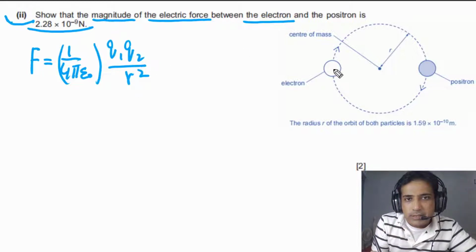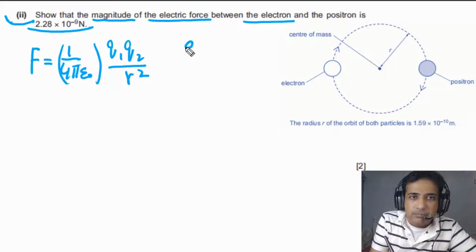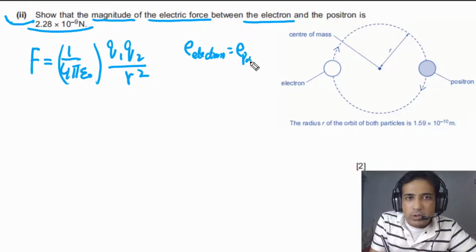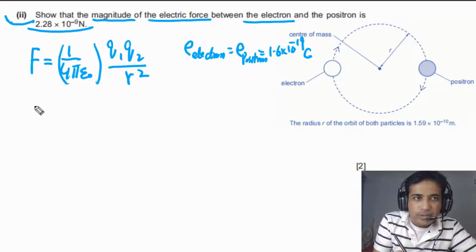In this case, the charge on electron and charge on positron is the same, because they are particle and antiparticle. Particle and antiparticle, they have the same amount of charge but opposite. So the charge on electron is equal to charge on positron. And charge on these 2 particles is equal to 1.6 times 10 to negative 19 coulomb. So this is the value of Q. Now simply we need to plug in values.